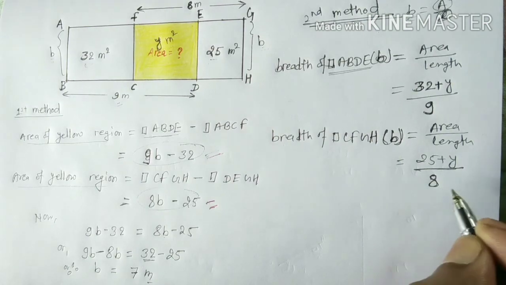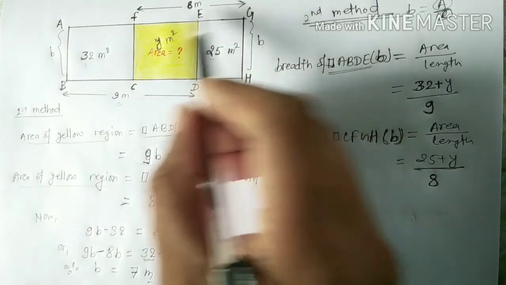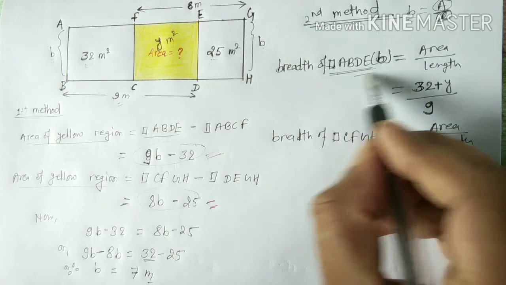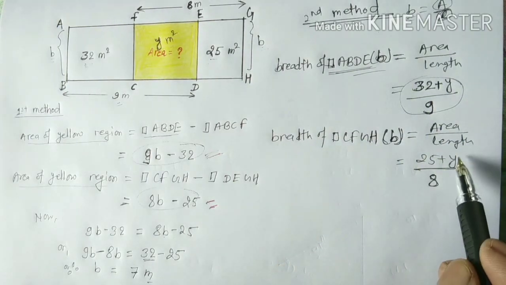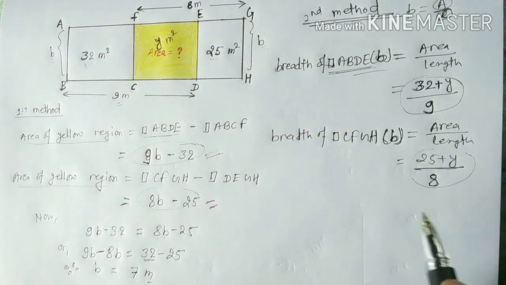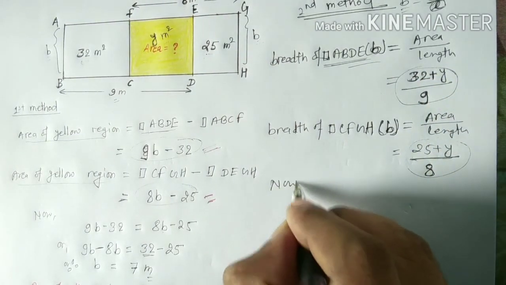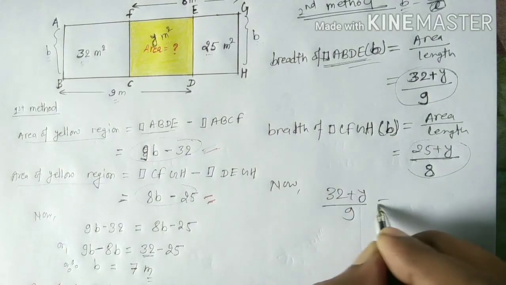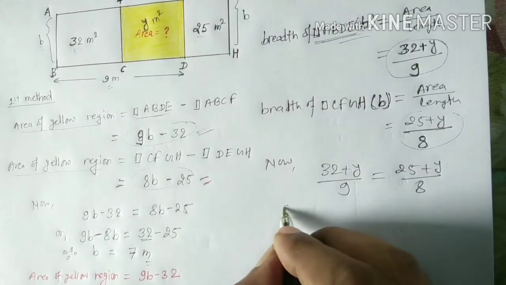And as I have already told you in the beginning, these both rectangles have equal breadth. So the breadth of the first rectangle, ABDE, becomes this much, and the breadth of rectangle CFGH we also got this much. As we know these both have equal breadth, so we can equate their breadths. So 32 plus y divided by 9 is equal to 25 plus y by 8. Now we cross multiply here.